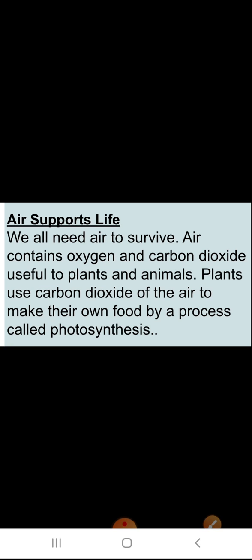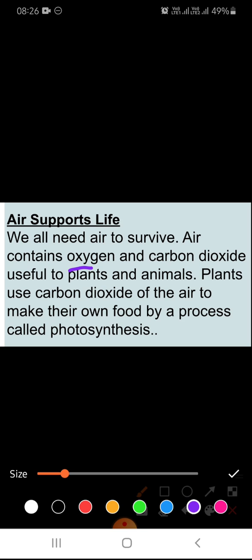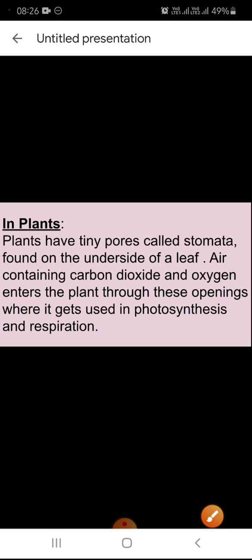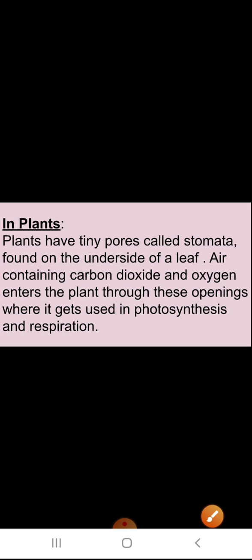So we all need air to survive, and what does air contain? Air contains oxygen and carbon dioxide and other gases also useful to plants and animals. Oxygen and carbon dioxide are very useful to plants and animals, as animals take oxygen and plants take carbon dioxide. Plants use carbon dioxide of the air to make their own food by the process of photosynthesis. This we have already known. Now, how air supports life in plants we will study.